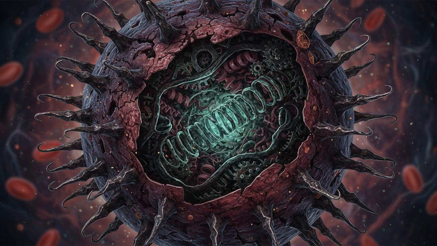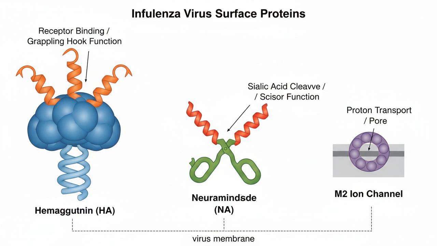But what makes the flu recognizable are the spikes studding this stolen membrane. If you look at it under an electron microscope, it looks like a jagged medieval weapon. These spikes are glycoproteins, and they give the virus its family name, orthomyxoviridae, which comes from the Greek word for mucus. There are two main proteins on the surface that you need to know.